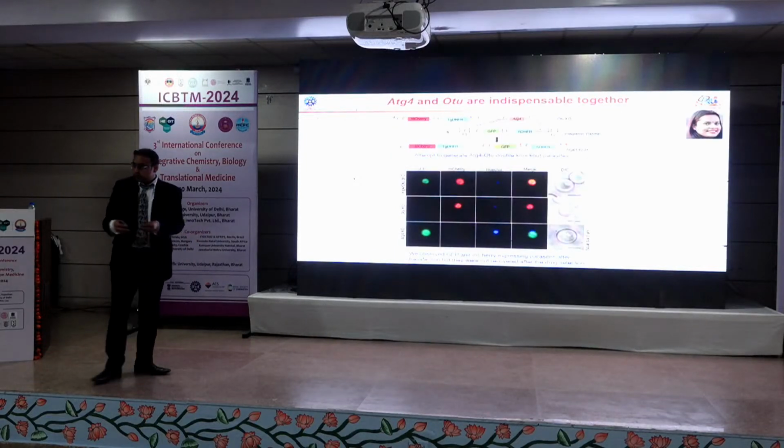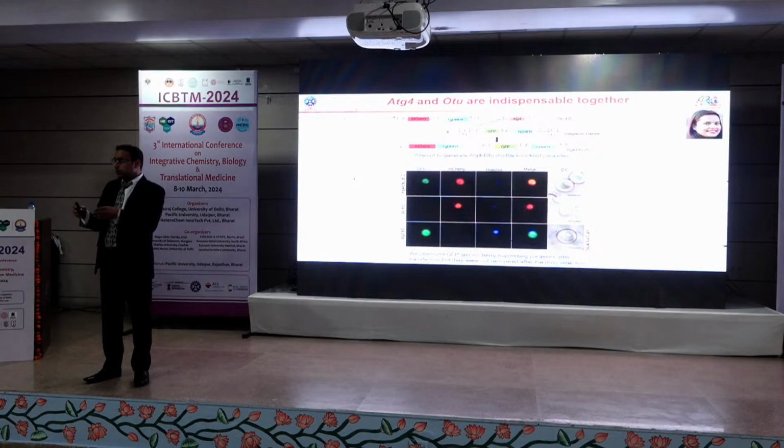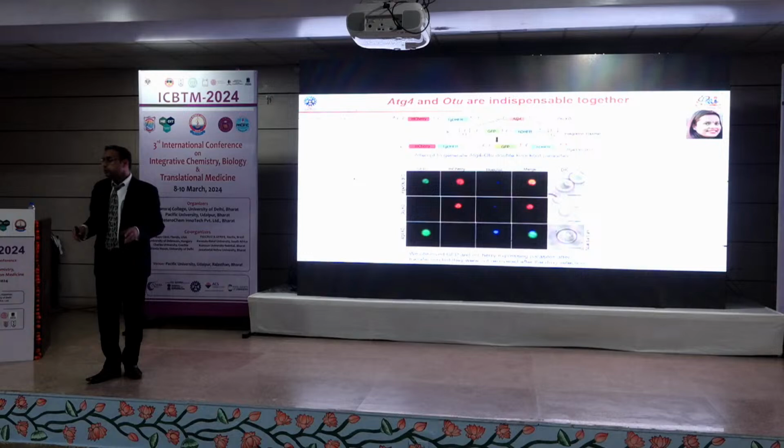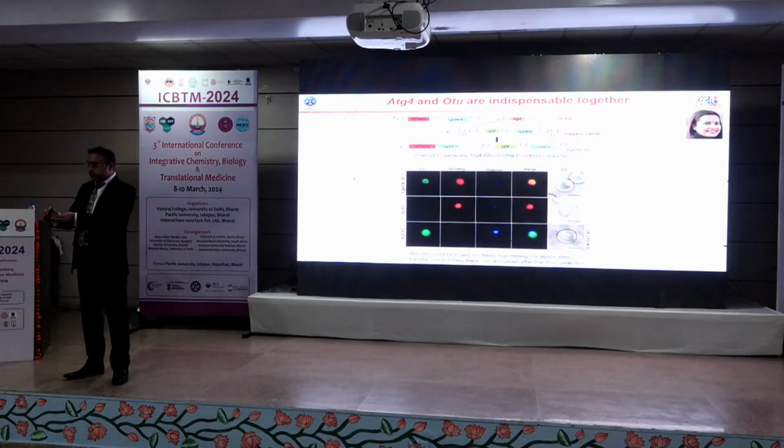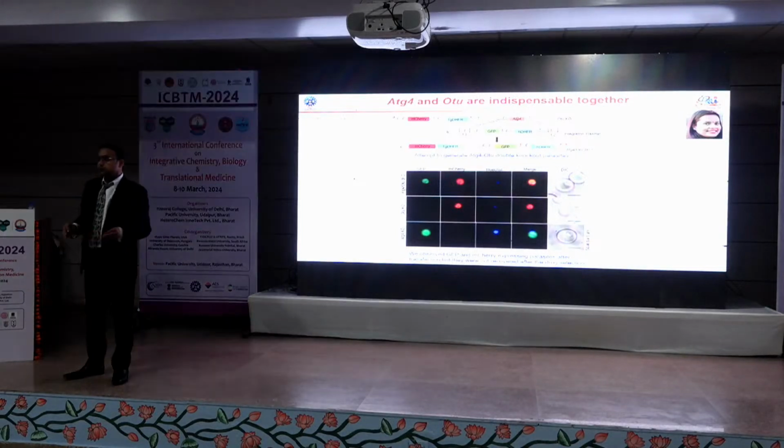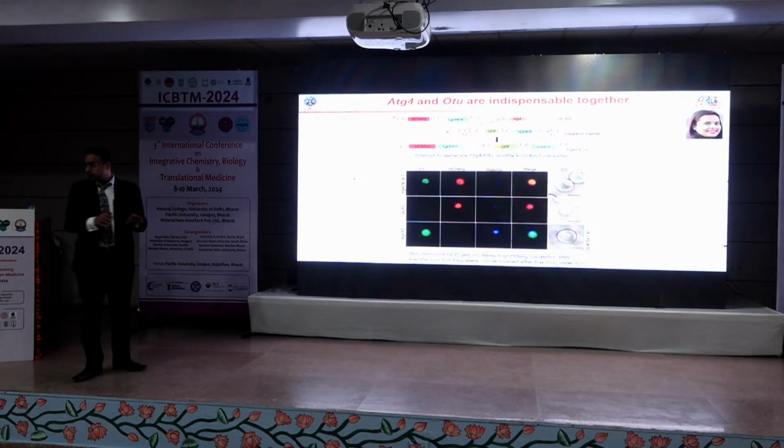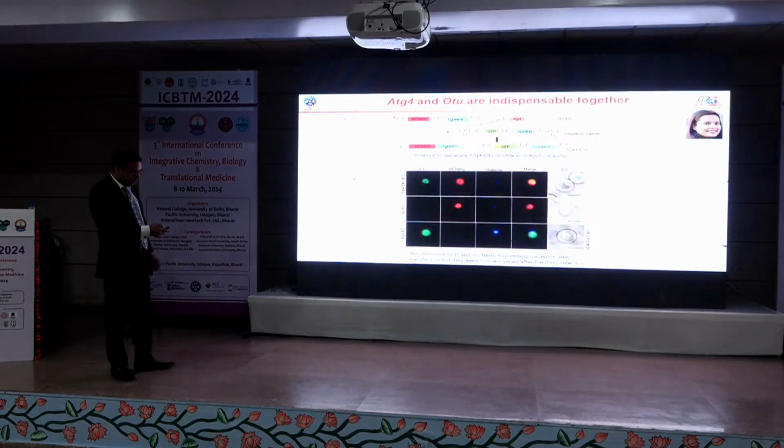Then we tried to generate a double knockout, deleting ATG4 and OTU together, but we failed to get that knockout. That means OTU partially compensates for the loss of ATG4, but both are required for parasite development. So that's why we could not delete them.